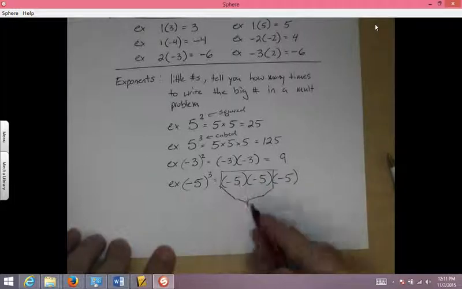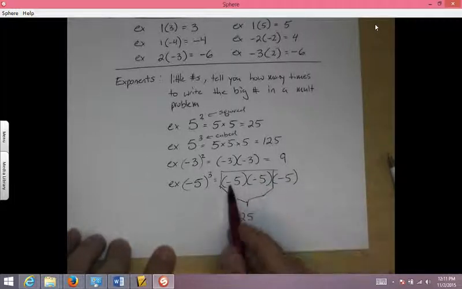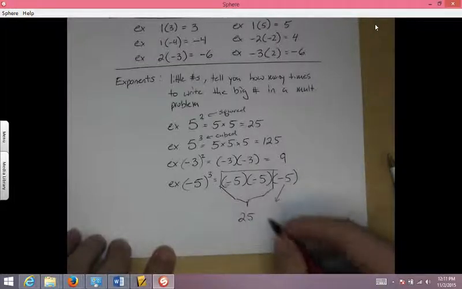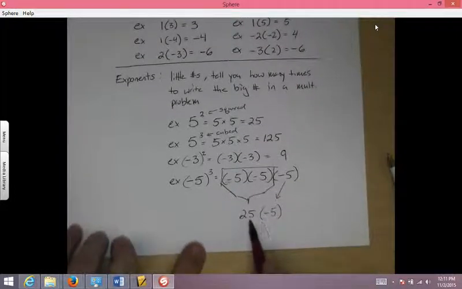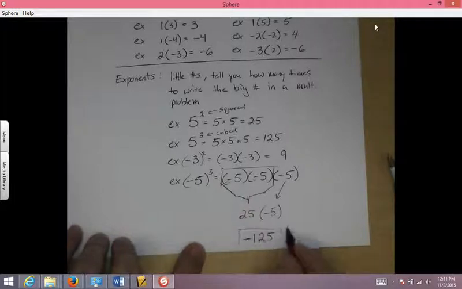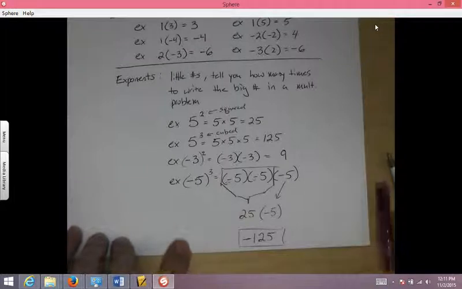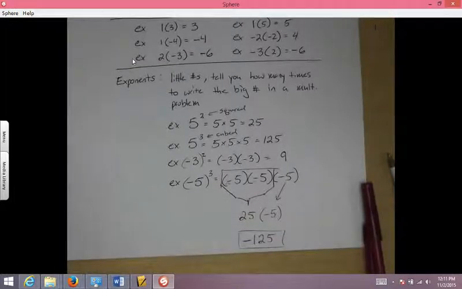Well, 5 times 5 is 25. Are the signs here the same or are they different? Same. So the answer is going to be positive. Now I still have this last little bit to work with. That didn't go away yet, so I got to solve this. So now I have 25 times negative 5. Well, 25 times 5 is going to equal 125. But right here, are the signs the same or different? Different. So the answer is negative 125. And that's it for multiplying integers and exponents.